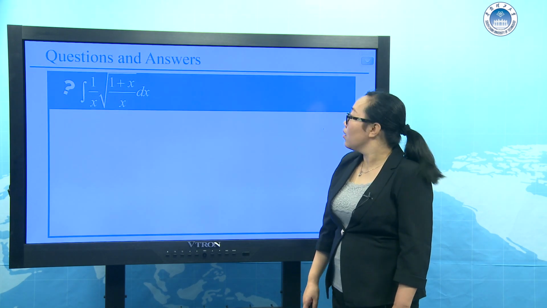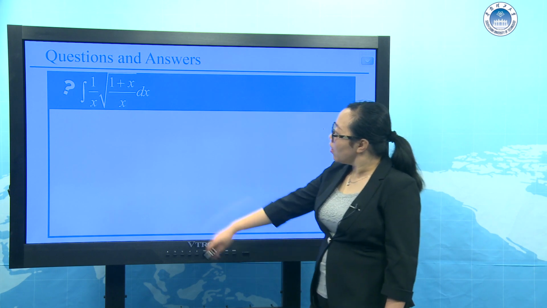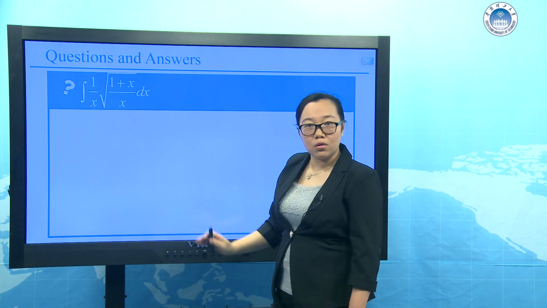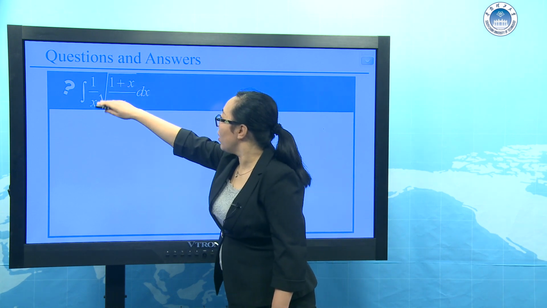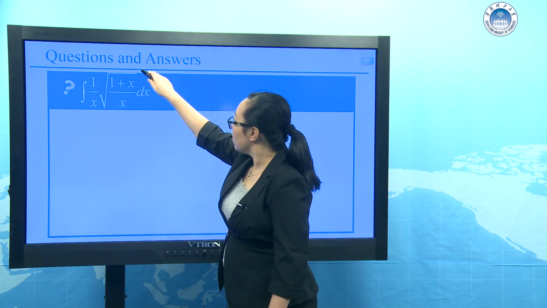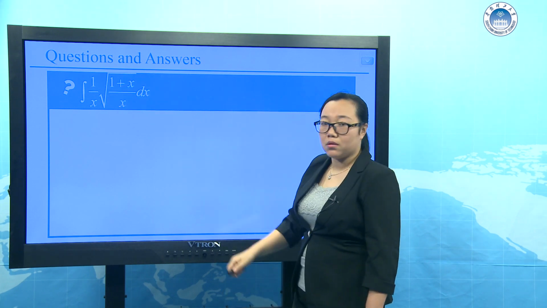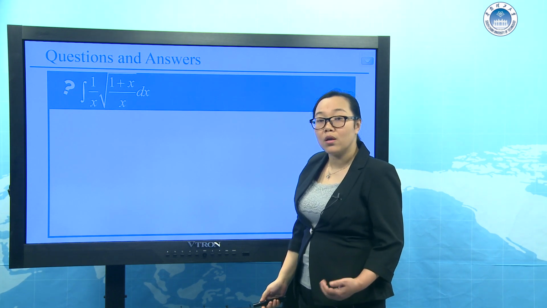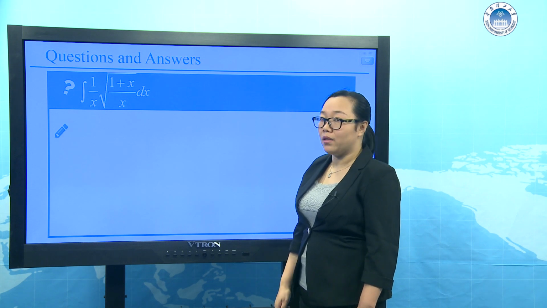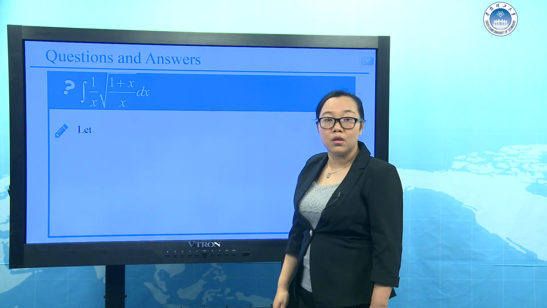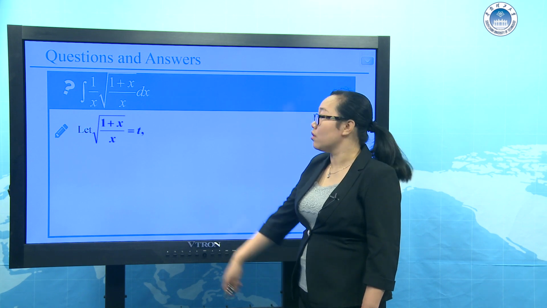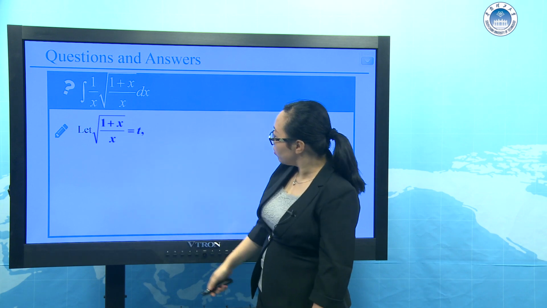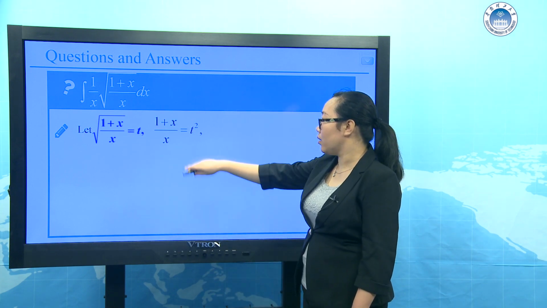Now look at another question. Try to find the indefinite integral. The integrand is 1 over x times the square root of (1 plus x) over x. How do we do it? Our purpose is to delete the square root, so here is an idea: let the substitution be t equals the square root of (1 plus x) over x. Yes, we can write it like this.